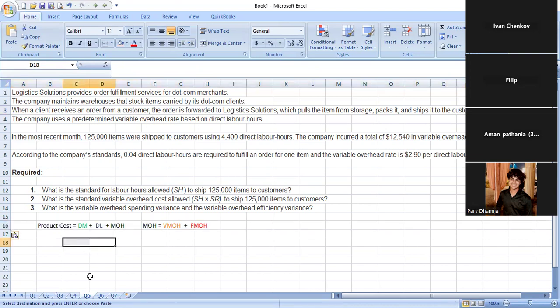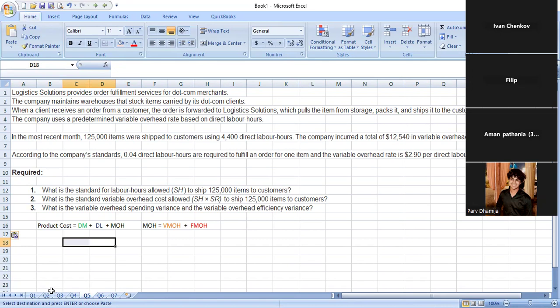Which one of those are we chasing now? Variable overhead. Is it clear for everybody that in this question we're going to have to chase variable overhead and variable overhead only? Yes. I know it sounds like direct labor hours, but direct labor hours are only used to come up with the predetermined overhead rate. That's all.